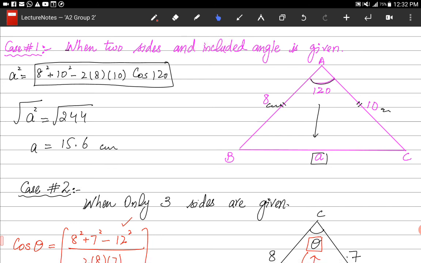So case number 1, when we have 2 sides and the included angle given, 8 and 10 are given for instance, and we need to find the opposite side that is coming opposite to 120 degrees. This is a square, this is what we are looking for. a square equals 8 square plus 10 square minus 2 times 8 into 10 into cos of 120, and it is recommended that you put the whole thing in the calculator at once. Okay, so a square is 244 and a is 15.6.